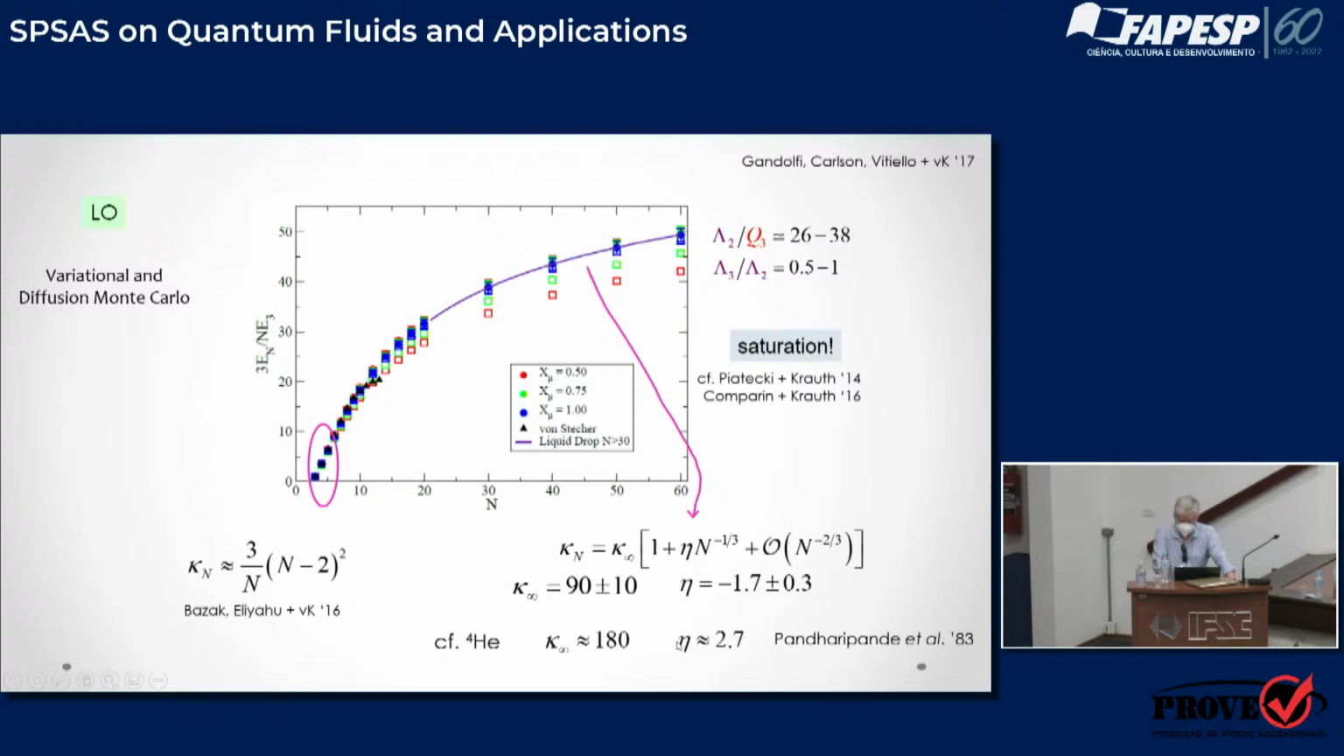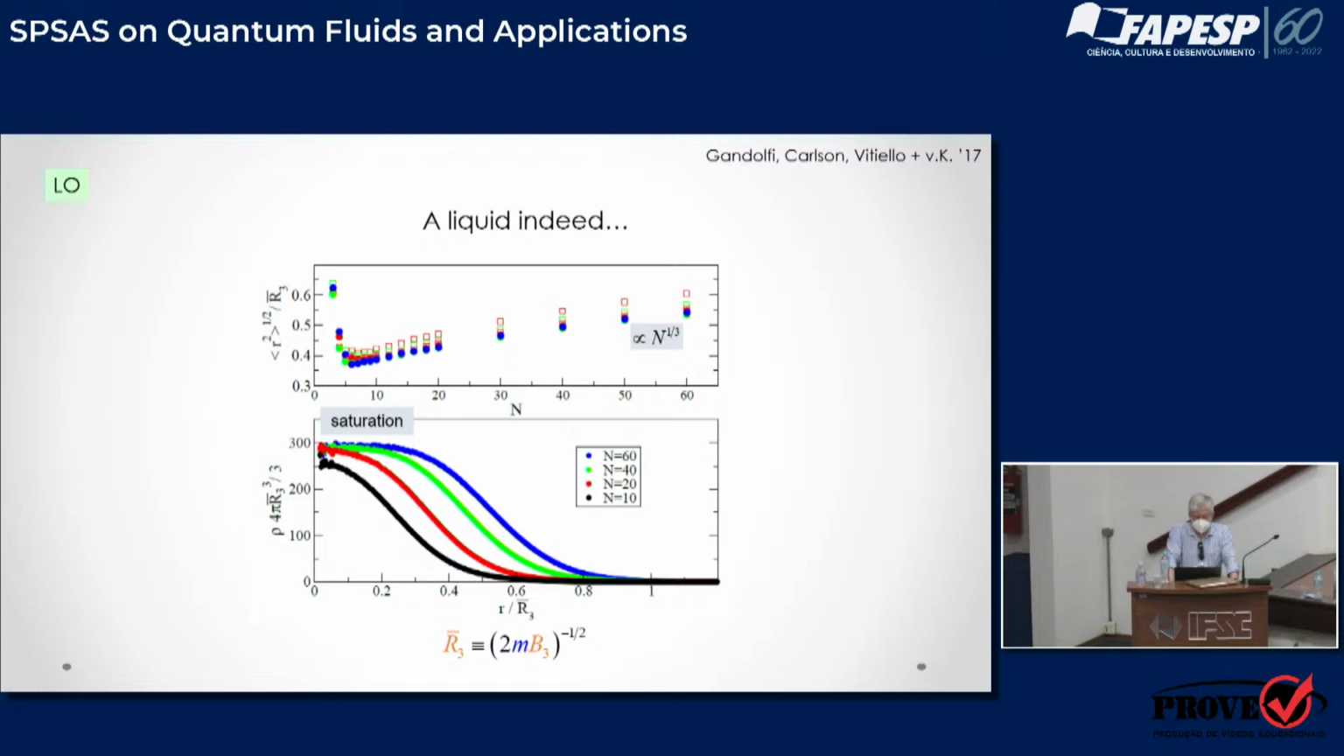I'll come back to that in a second. We calculated things also like the density or the average size to show that the systems indeed display saturation that you'd expect from a liquid. So if we look at the radius, for example, as we start adding particles, at first the system has a smaller radius, but then it reaches saturation, and every time you add a particle, the average size grows with n to the 1/3, which is an effect that you also see in nuclei, that the size grows with the number of particles to the 1/3.